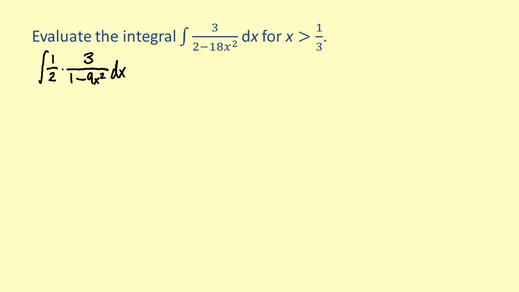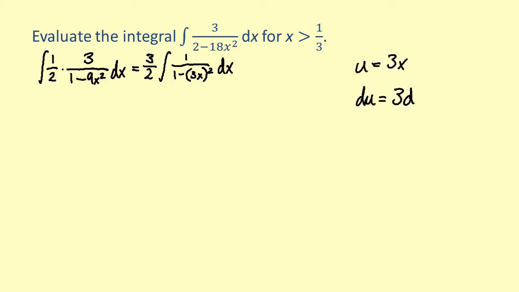Now we can see that the second term in the denominator is the product of perfect squares. So rewriting the integral, we get 3/2 times the integral of 1 over 1 minus the quantity 3x squared dx. Now the integrand is in a familiar form. We just have to use u substitution. So we'll set u equal to 3x, and we get du is equal to 3 dx. Substituting, we get 1/2 times the integral of 1 over 1 minus u squared du.